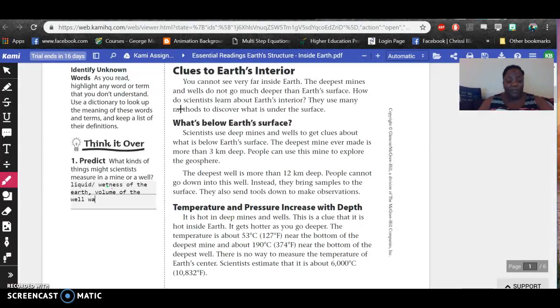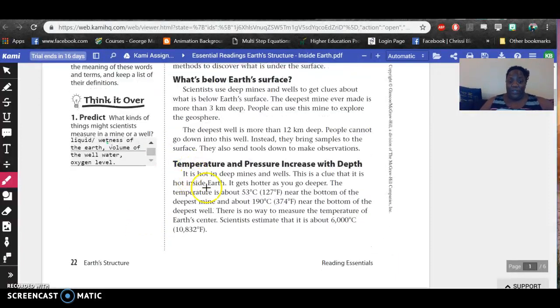The well water. Oh, okay. Maybe even the oxygen. All right. So again, this is a prediction. It's just things that you think might happen in there. So you can put whatever you want for the prediction, and I shall read on.